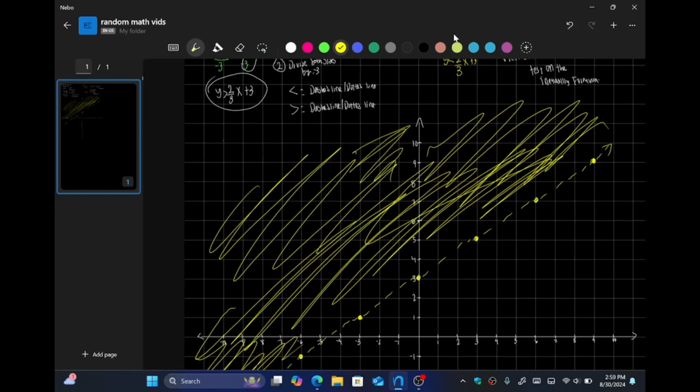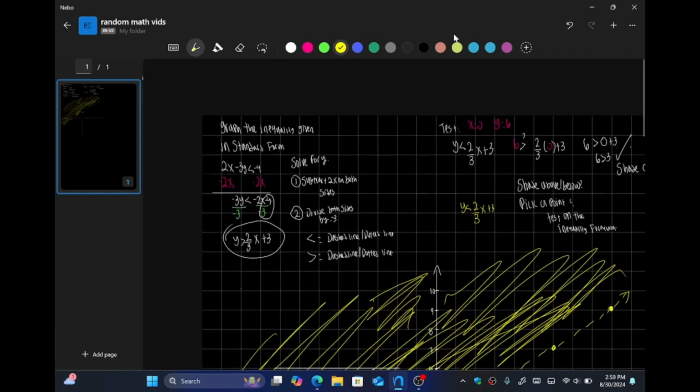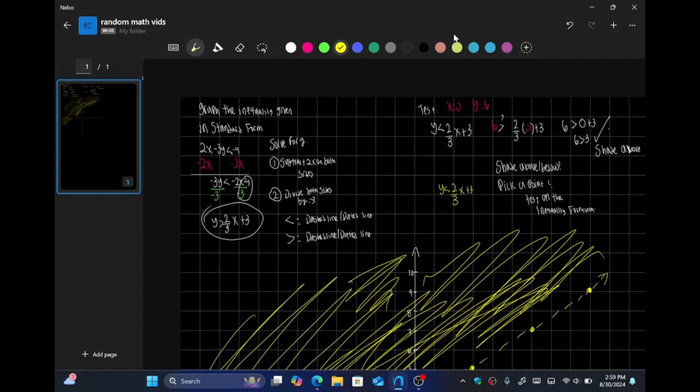And so that is how we would graph this inequality, guys. I'm sorry for the minor errors that I made. But yes, that is how we would graph this inequality given in standard form.